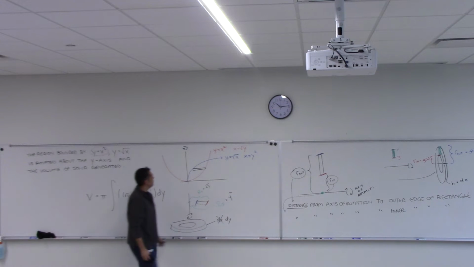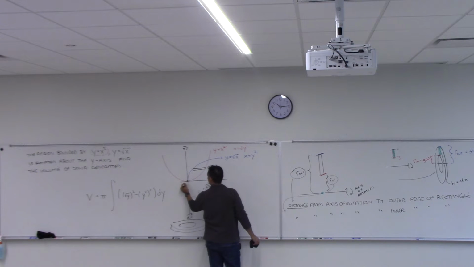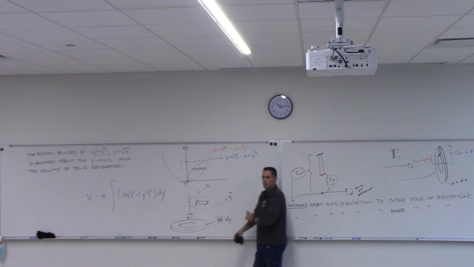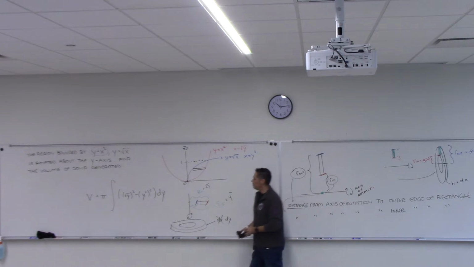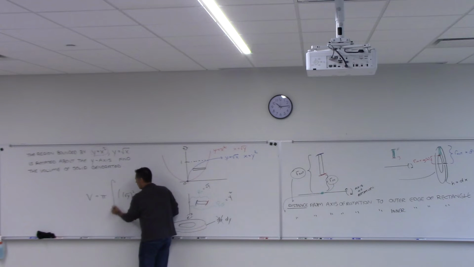Where do they hit each other? Well, here's zero, but this? It's one still, right? Yeah. It's still one, because if you plug one into both of those, they're the same. So zero to one. Are we gonna get the same answer?